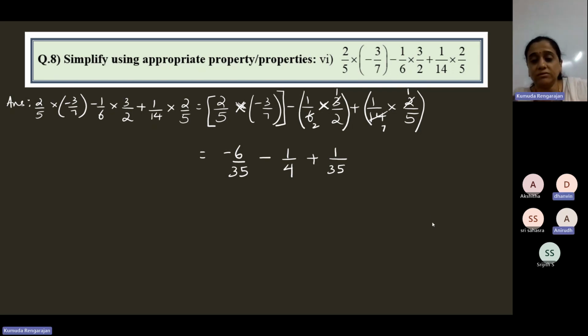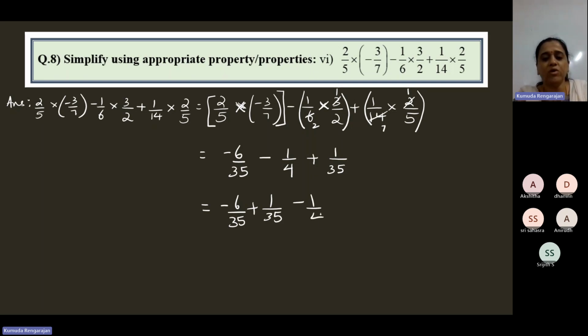Ma'am, so that's 1 by 4 plus 1 by 35. The LCM, see what we are doing, we are rearranging. That's what I said, addition and subtraction have equal weightage. You can do anything first. So you can now simplify like this. You can take this first and then do this. That's what I meant by saying addition and subtraction have equal weightage. You can do anything first, or you can do all of them together also. Anyways, it's fine.